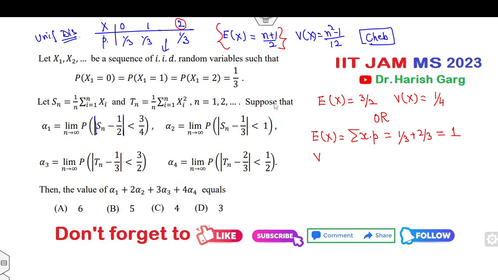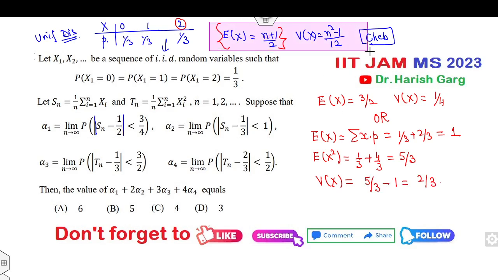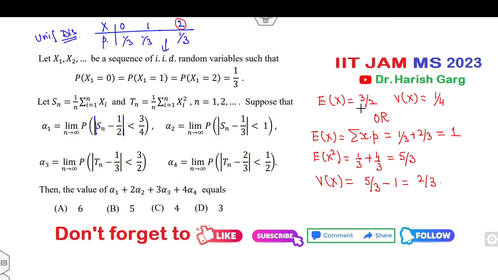For the variance, I need to firstly find the E of x square. So that will be 0, 1 over 3 plus 4 over 3. That is my 5 over 3. So variance of the x is 5 over 3 minus 1, so 2 over 3. I need to check this formula firstly. Anyhow, this is the mean, this is the variance.